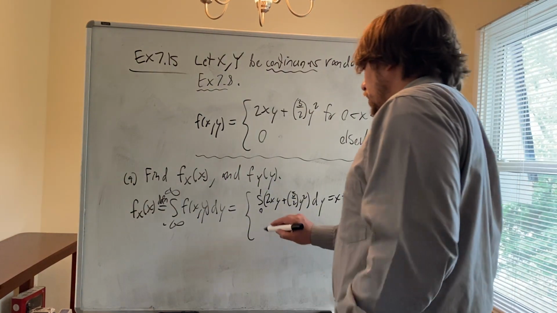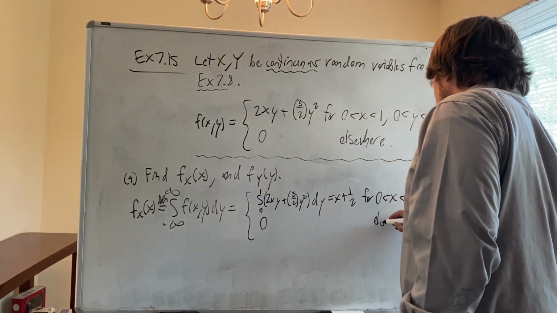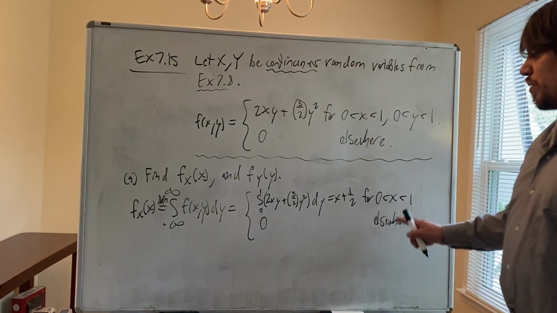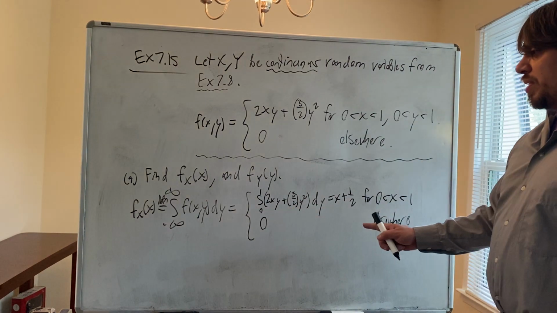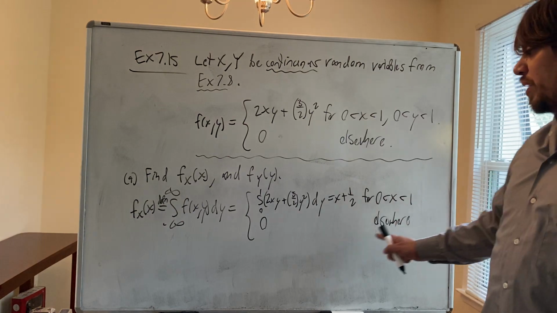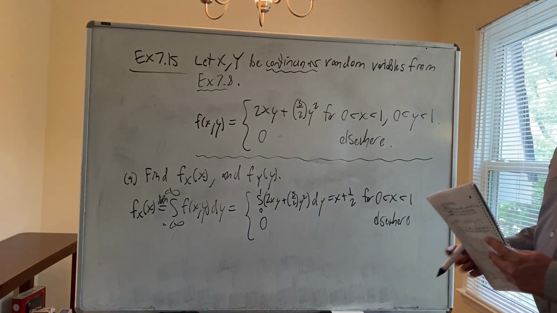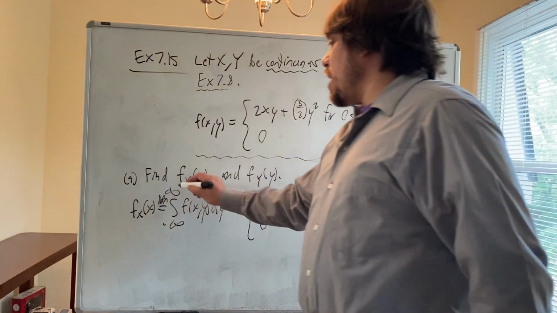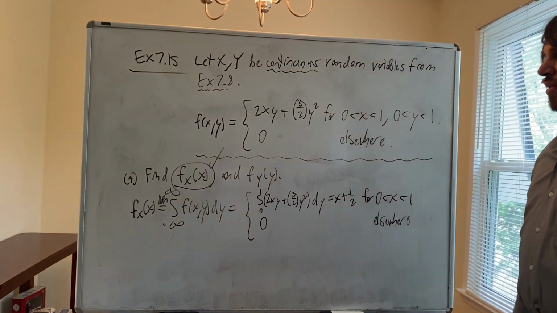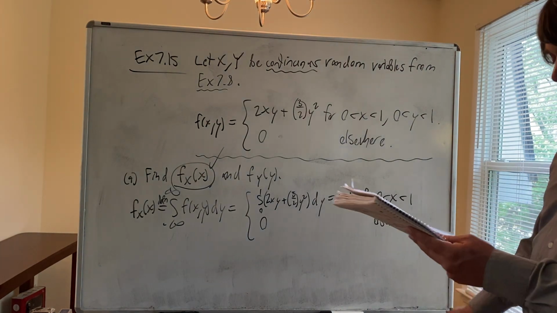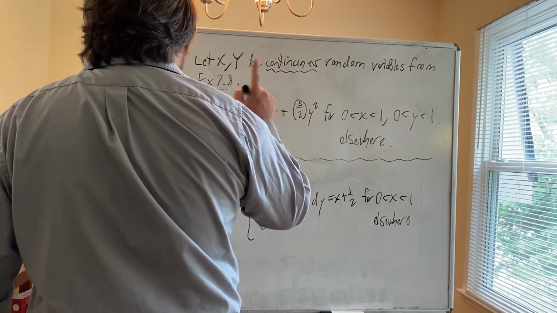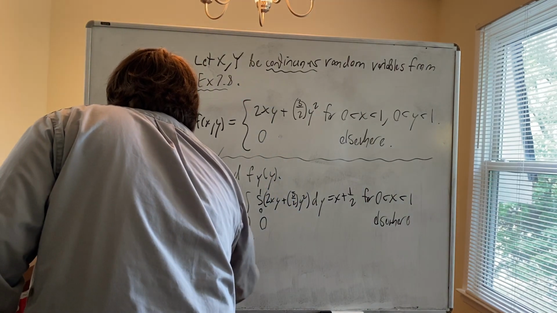And it's 0 everywhere else for every other possible value of x, right? We're thinking for this function, we're inputting x values. So when x is between 0 and 1, you get little f sub capital X of x is x plus 1/2. Or when x is any other value, then that is 0. Okay? So we now found f sub capital X of x, the marginal probability function of continuous random variable capital X. Now we're going to find the marginal probability density function of continuous random variable capital Y. That's f sub capital Y of y.